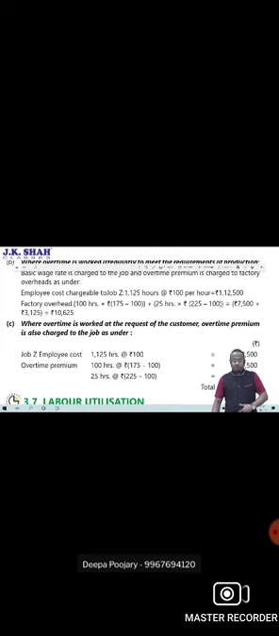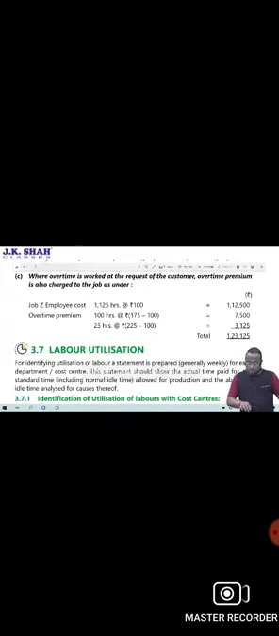And factory overheads 125. But in the third case, the entire amount is charged as labor only, as employee cost and overtime premium. So this is what the solution is. Only if it is irregular, the premium part should be charged as overheads. This is what you are supposed to understand.